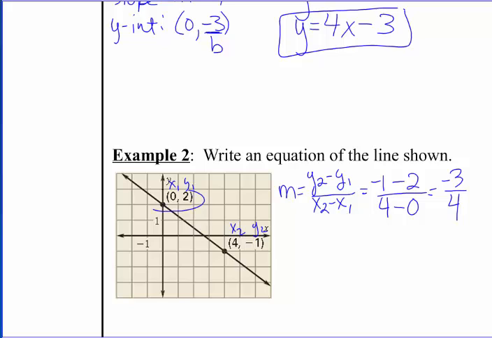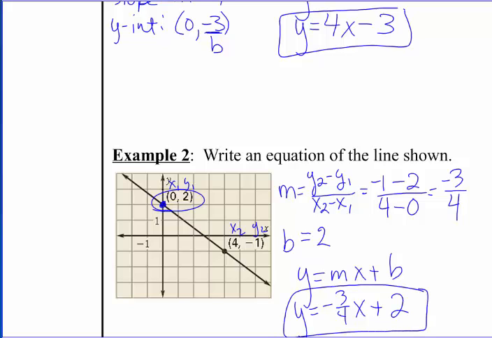And if you notice, the y-intercept, the point where the line crosses the y-axis, is already given to you. So our b value is 2. So y equals mx plus b is the equation. Plug in the appropriate numbers: y equals -3/4 x plus 2. There's your equation.